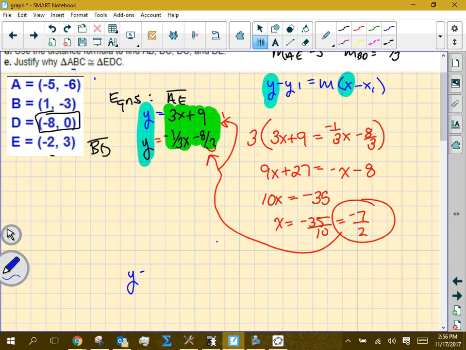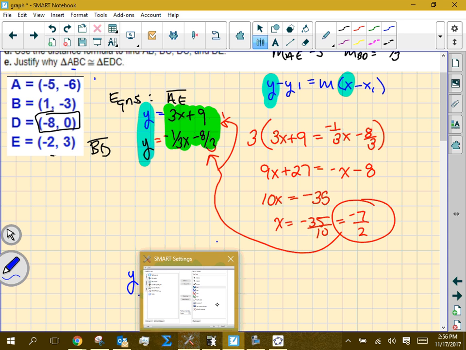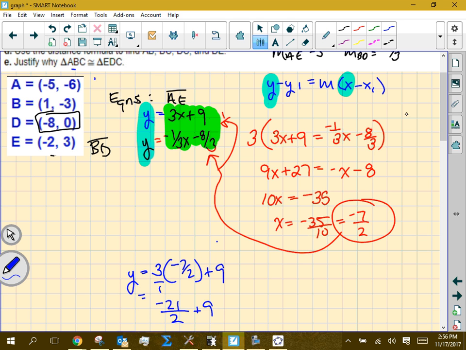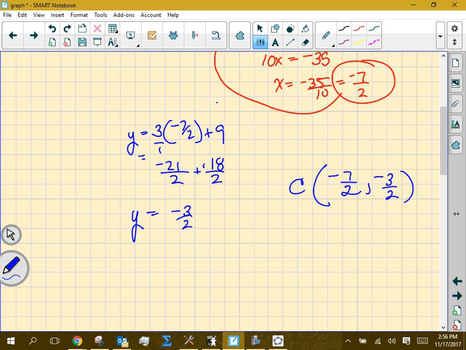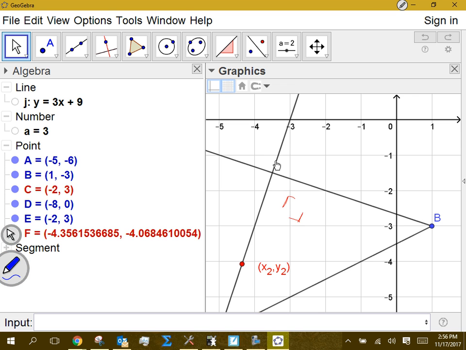So I'm going to go y equals 3 times negative 7/2 plus 9. Multiplying fractions, I go straight across the top, straight across the bottom. And we're going to add 9 to that. Now to add fractions, I need a common denominator, right? So that common denominator is going to be 2, so it changes that 9 to 18 over 2. And now I can add those together and get 3/2. And that's my y value. So x is negative 7/2, and y is 3/2. And that's the ordered pair for that point right there.